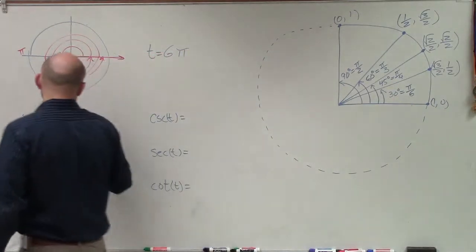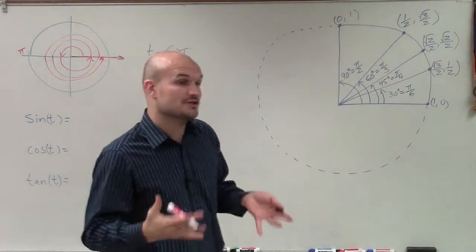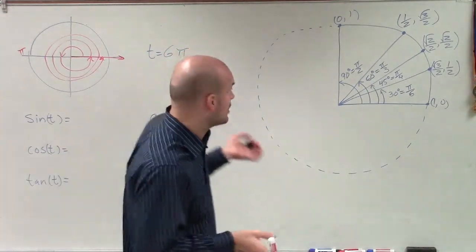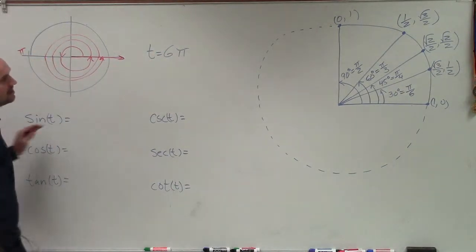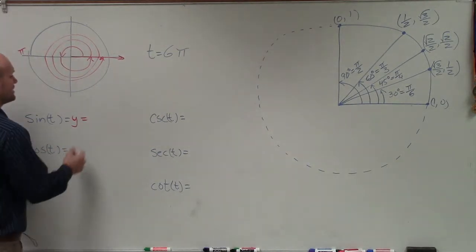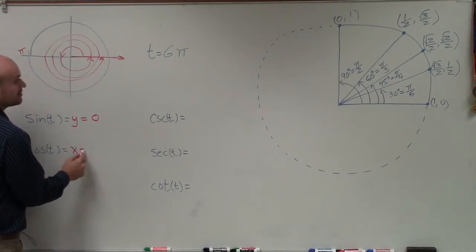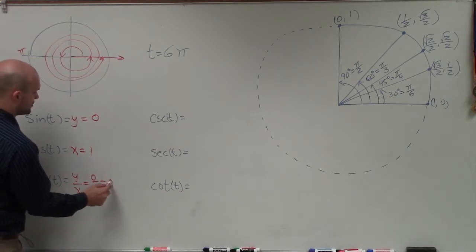Now remember, the sine of t represents the y-coordinate of an angle that intersects the unit circle. So if an angle intersects the unit circle at one of our given points, then that represents the y-coordinate. Therefore, the y-coordinate of (1, 0) is just going to be 0. The cosine represents the x-coordinate, so that is just going to be 1. And tangent represents y over x. So in this case, we have 0 over 1, which is just equal to 0.